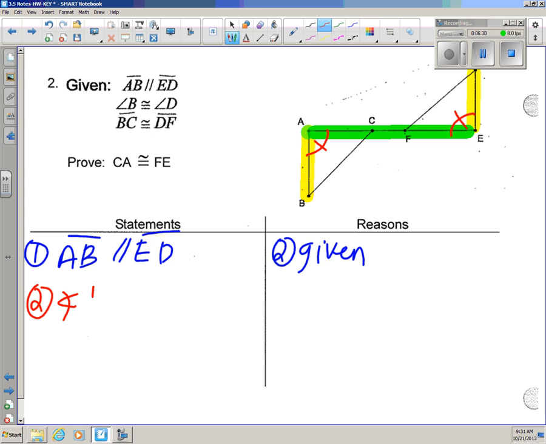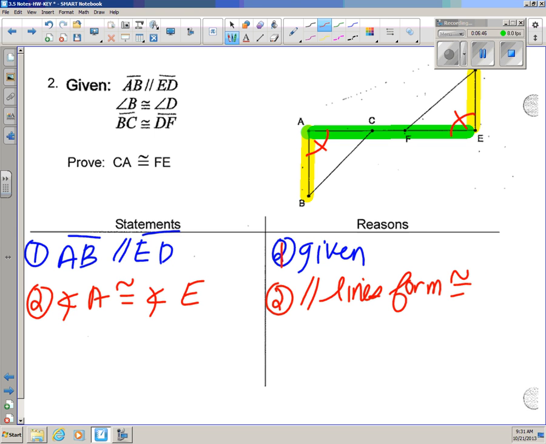Angle, and we can just call it angle A because there's no confusion. There's only one angle there. Angle E and angle A are congruent. This should be number 1, by the way. And the reason is parallel lines form congruent alternate interior angles.